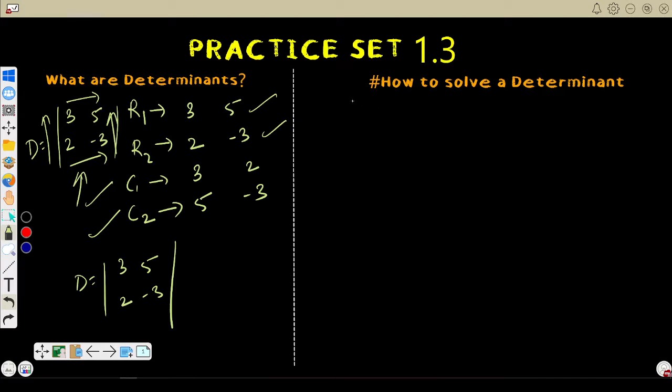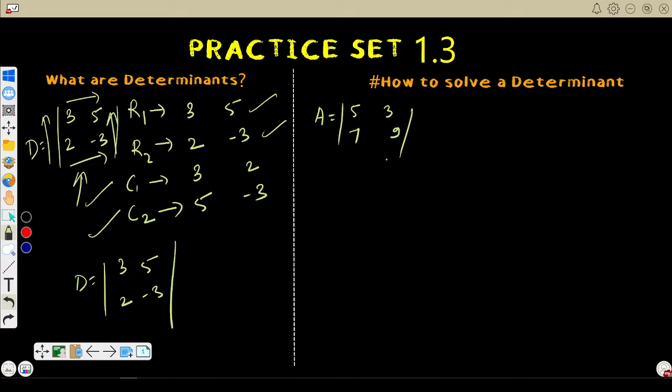Now after this, we'll move on to the next part, that is how to solve a determinant. To understand this, I'll take a solved example from your book itself. There's a determinant given to you, capital A, which is 5, 3, 7, 9. Again, the numbers are arranged in rows and columns enclosed within two vertical lines. So this is a determinant.